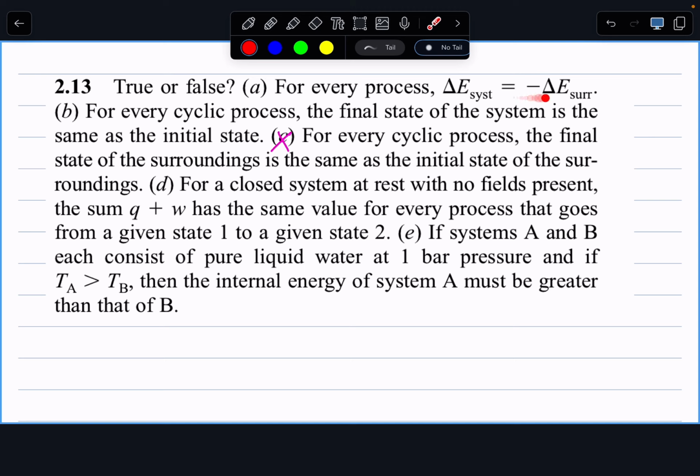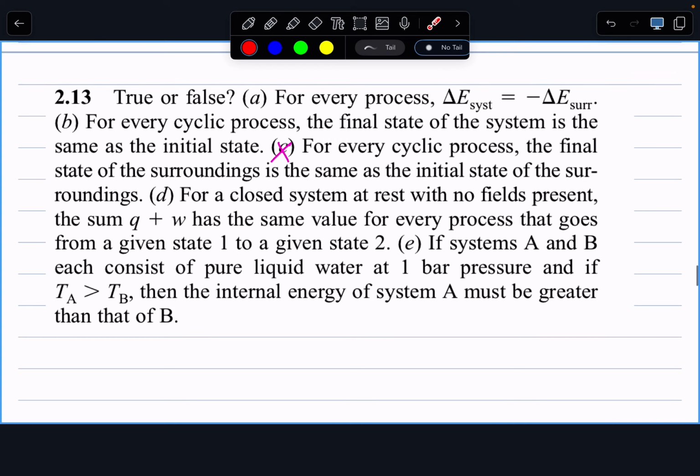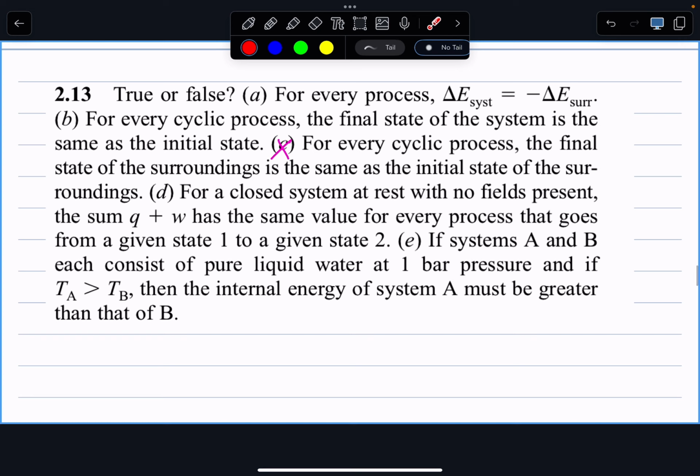First one: for every process, the change of energy in the system always equals the negative of the change in energy of the surroundings. Just think about it, and we'll do a quick poll. What do you think?